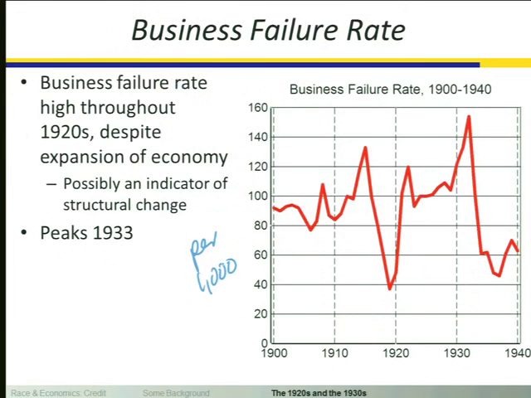What's interesting about this is the 1920s. So here's the post-war adjustment. But throughout the 1920s, the business failure rate stays somewhat elevated. Probably an indicator of structural change. So in the 1920s, we've got electrification, a change in how families are powering their homes, a change in how factories are powering their factories. There's a lot of other changes going on in the 1920s, so that the goods that people used to buy, they're no longer buying, and they're buying new goods instead.